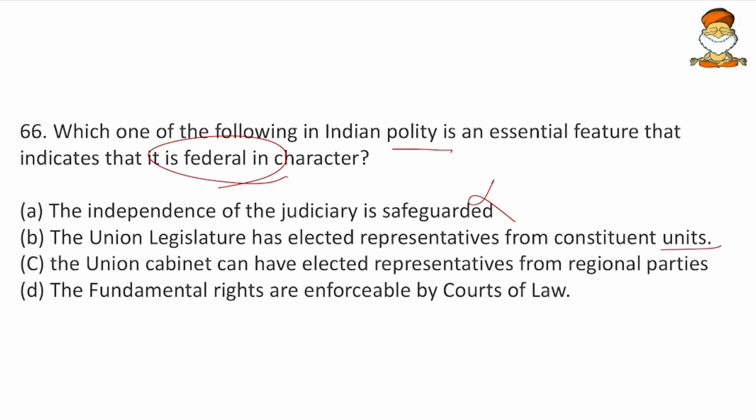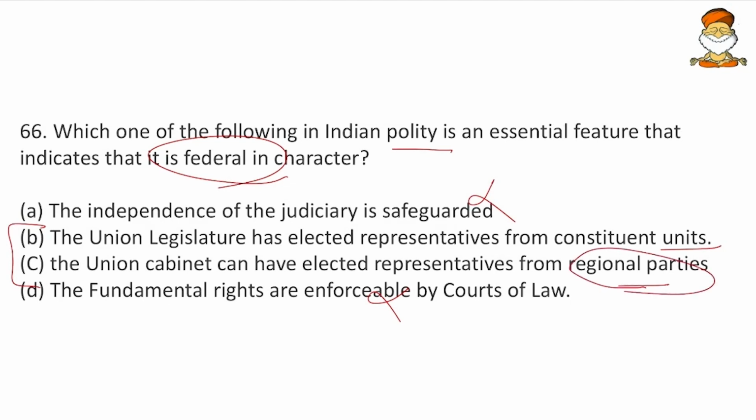Then the union cabinet can have elected representatives from regional parties. Then the fundamental rights are enforceable by courts of law. So this has nothing to do. So we have B and C. Friends, search for words that are synonymous with federalism. In that perspective, regional parties will be.